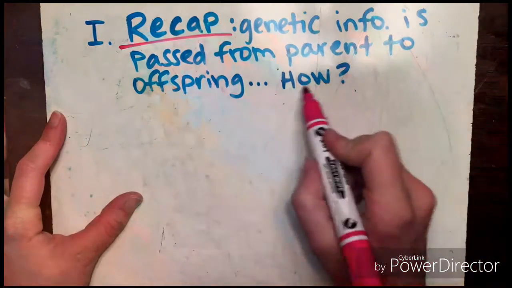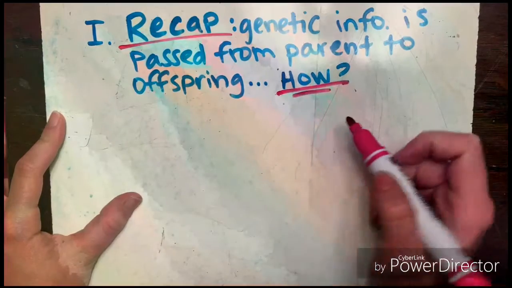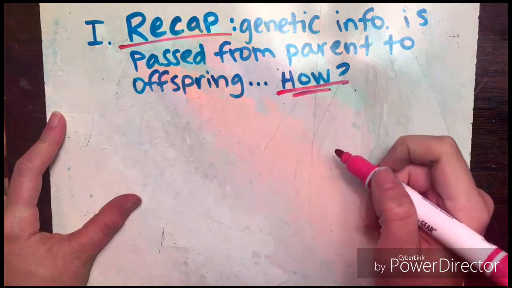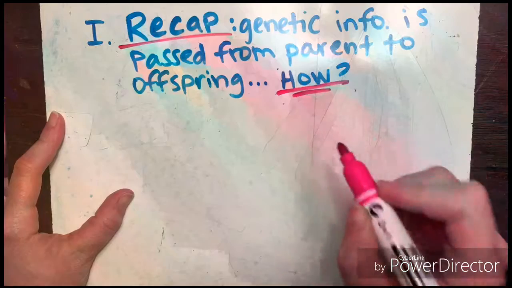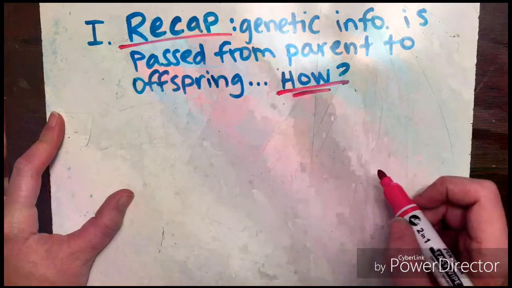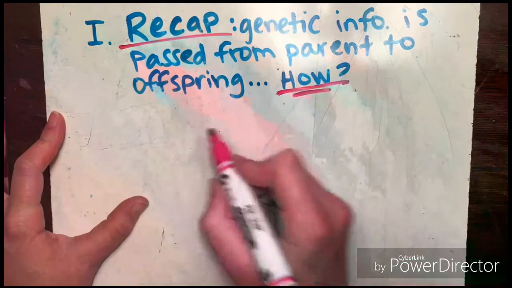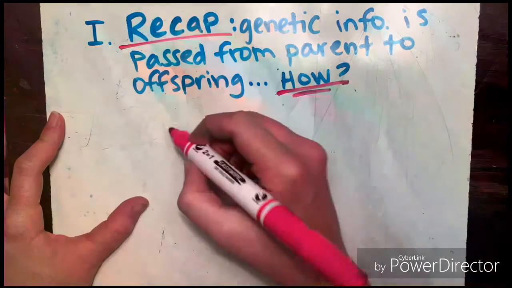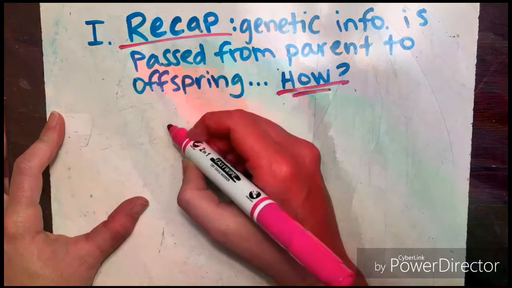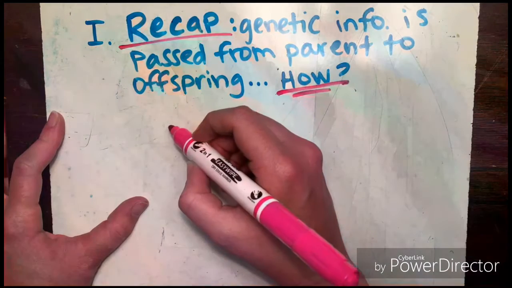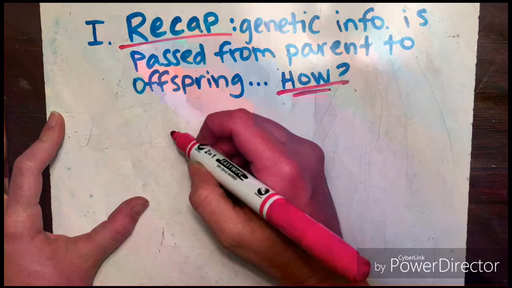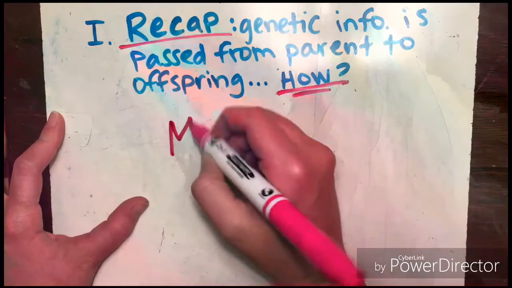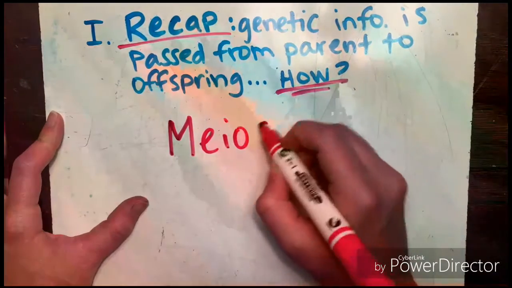Alright, so I'm going to start off with a recap on how genetic information is passed from parent to offspring. So how does this happen? So remember, with sexual reproduction, it takes two parents to create new offspring. So each parent gives half of the genetic information. This process, the cellular division that creates haploids, which are half of the information, is called meiosis.